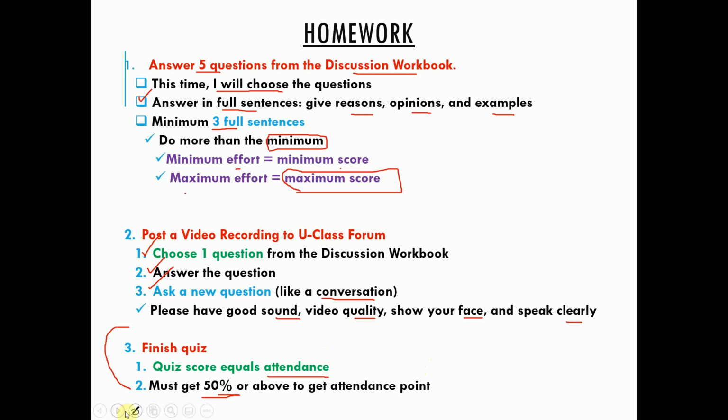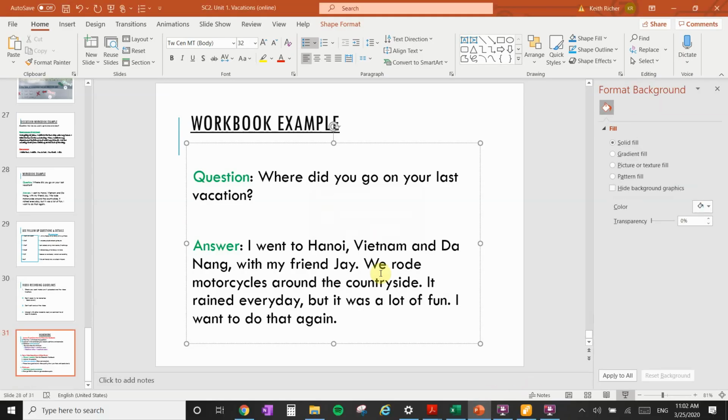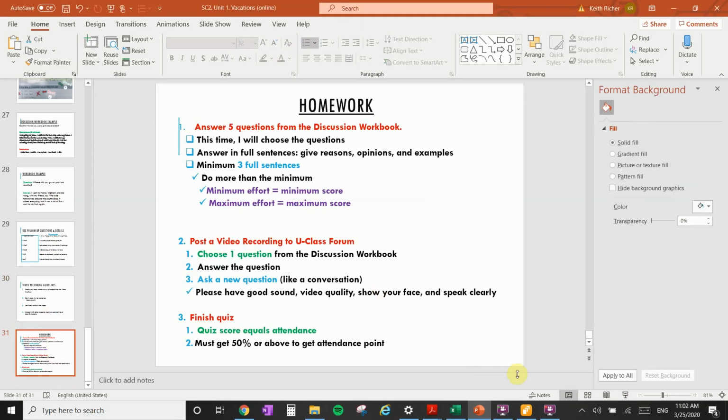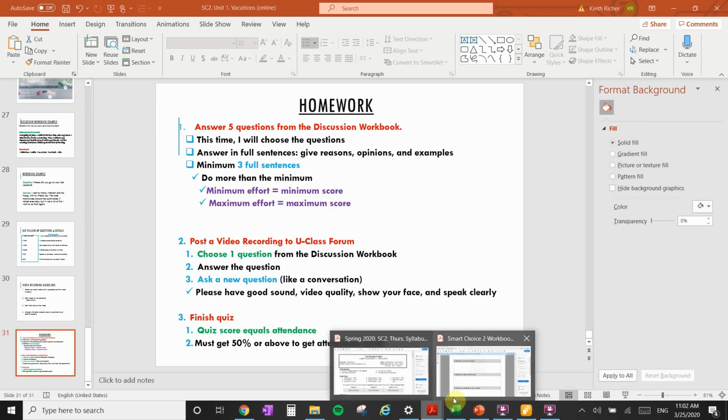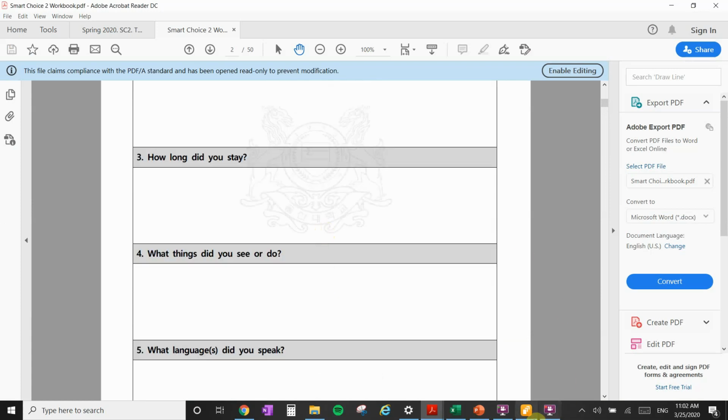Okay, I think that is about it for today. So we're going to go ahead and finish there. Please remember to do your homework. Try to finish your homework before the assignment closes on UClass, and remember to use your discussion workbook to help you. And yeah, that's pretty much it.